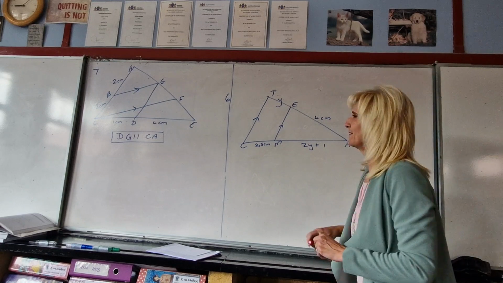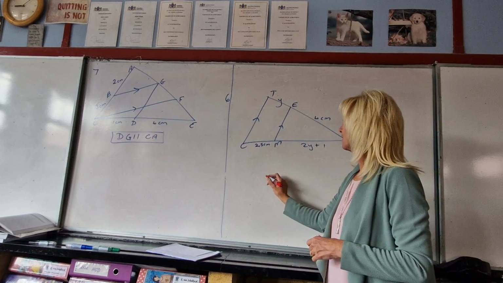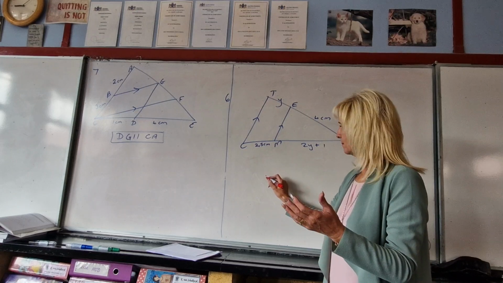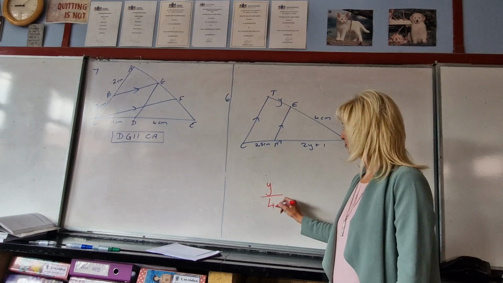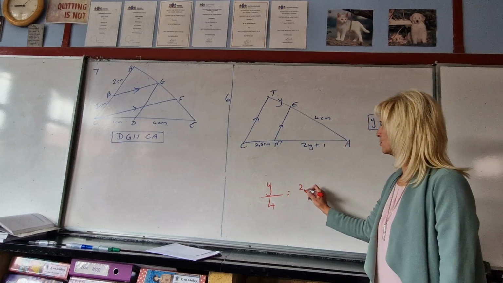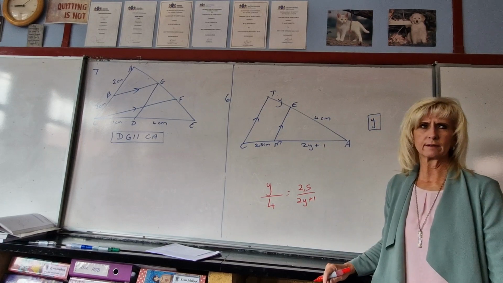Okay, let's have a look at the sum. It asks me for y. Please don't just write. Where did you start? y over 4 would be the same as 2.5 over 2y plus 1. Is that the only way to write it?